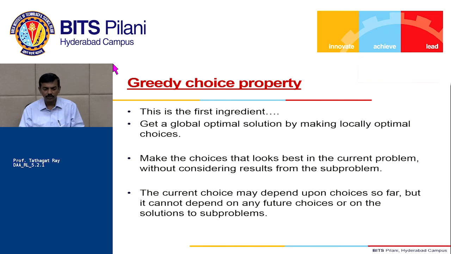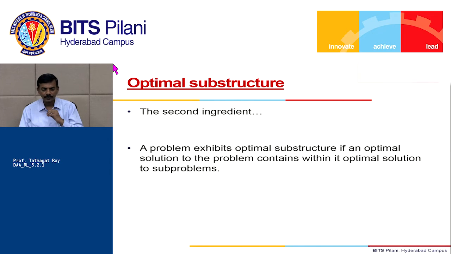So that's the first thing you need to look into, that there is a greedy choice property. That means I can make a choice without looking into solutions of different sub-problems. The second ingredient is the optimal substructure. That's the important thing you need to look into. It's another thing which is there in dynamic programming, the optimal substructure. So a problem exhibits optimal substructure if an optimal solution to the problem contains within it optimal solution to the sub-problem. That's what optimal substructure means.